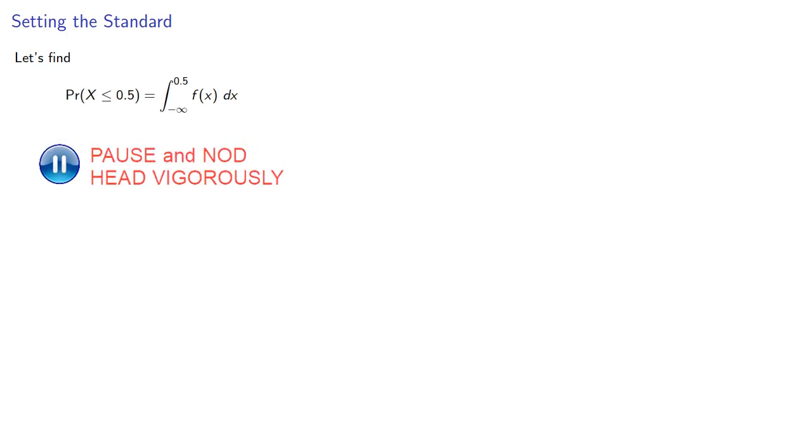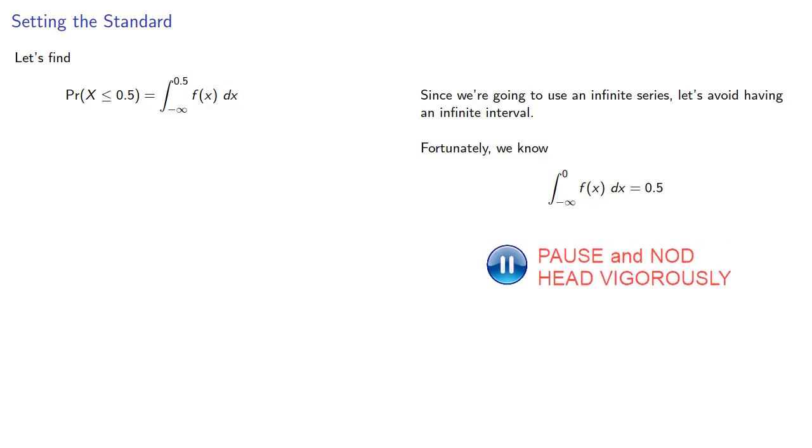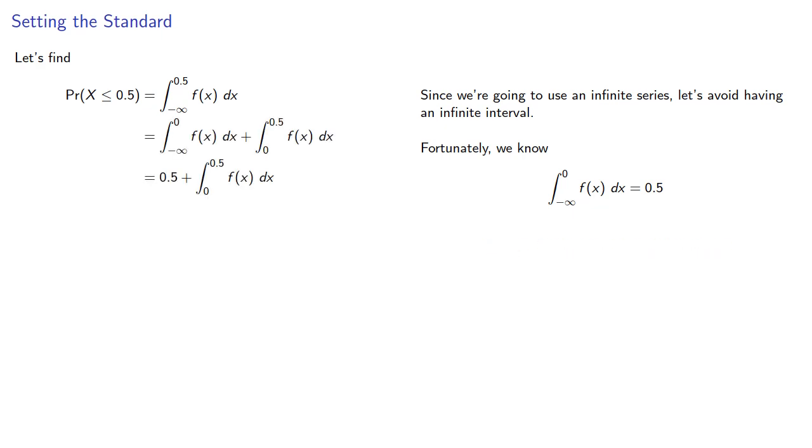So let's find the probability that x is less than or equal to 0.5. So that's our integral. Since we're going to be using an infinite series, let's avoid having an infinite interval as well. Fortunately, we can split our integral at 0 because we know the integral from minus infinity to 0 is 0.5. And so that means we can focus on this second integral.